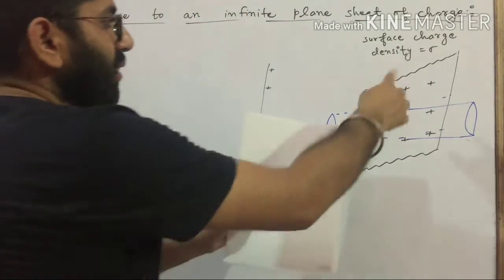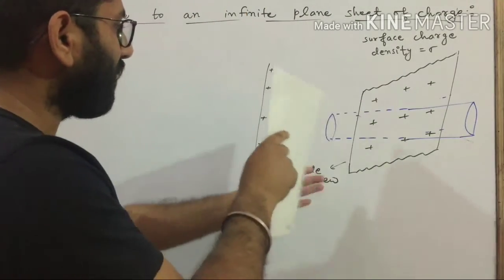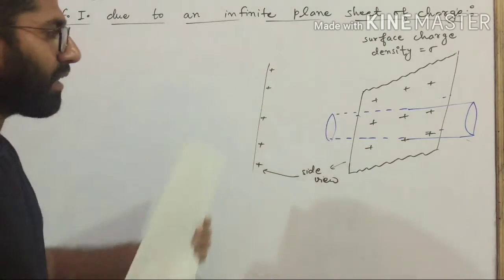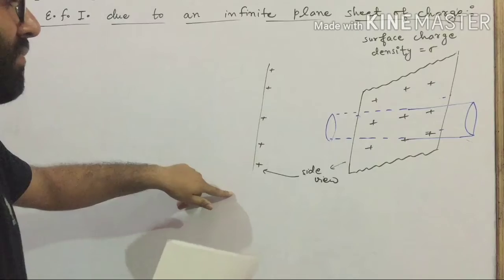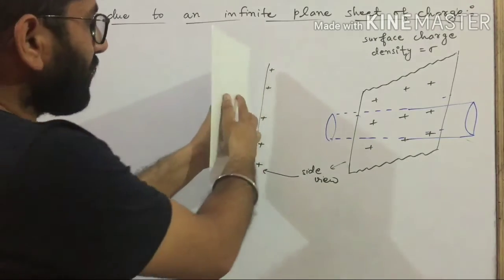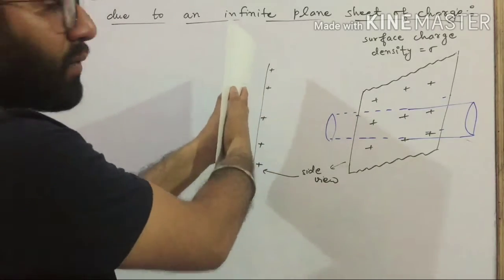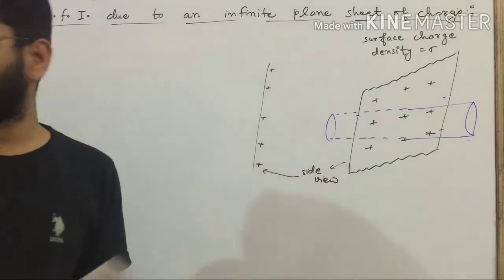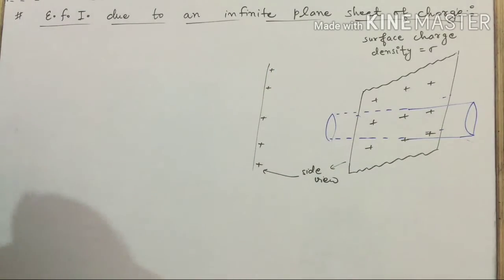So if I look at this sheet from the side, this sheet will look like this. It looks like a straight line. It is not a straight wire. It is a plain sheet, but it is kept perpendicular to the plane of the board. So by this picture it will be easy for us to derive the electric field intensity. Okay, so let us start the derivation.